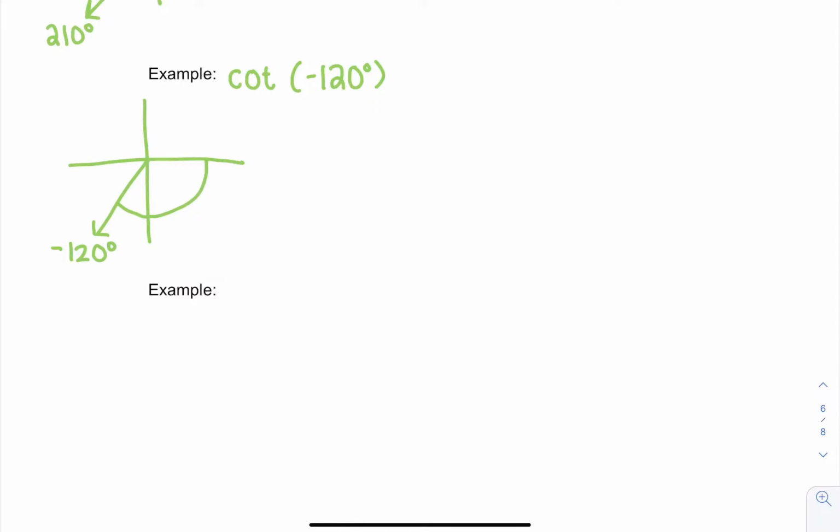Remember, if I kept going, I would get to negative 180. So this reference angle is going to be right here. That angle is the difference between negative 180 and negative 120. So that's going to be 60 degrees.